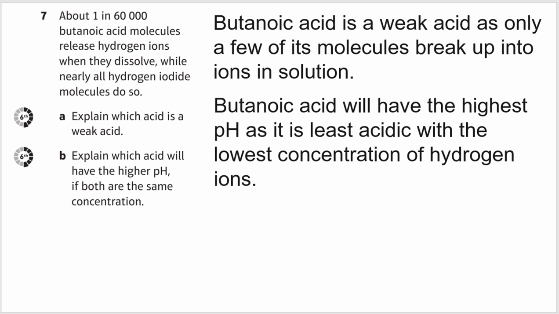So here are your answers. Obviously we're told that butanoic acid is clearly a weak acid because only 1 in 60,000 dissociate, whilst nearly all the hydrogen iodide molecules dissociate. So that's pretty straightforward. Given that both these acids are at the same concentration, because we know that concentration can affect pH, if concentration between the acids is the same, then the reason for a pH difference will be down to how strong or weak the acid is. Now, because butanoic acid is a weak acid, it's going to have the higher pH.